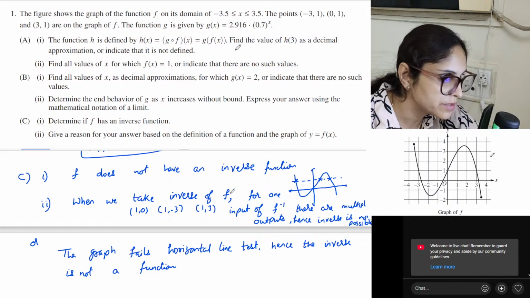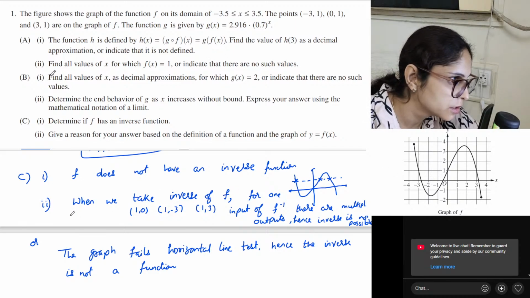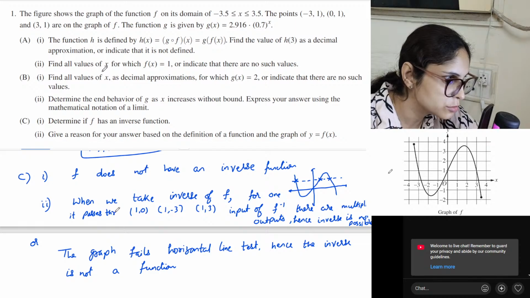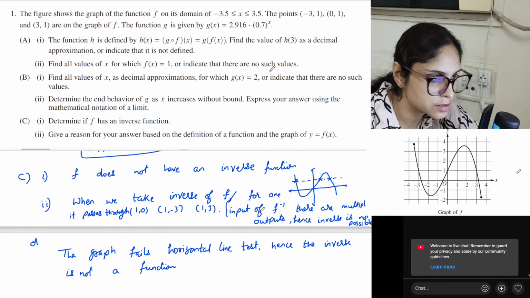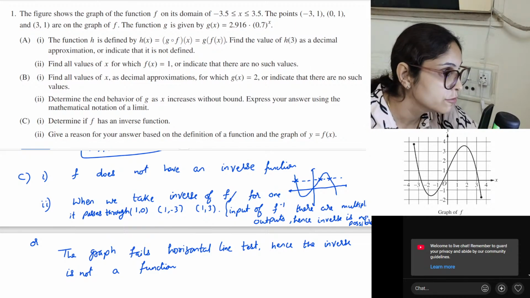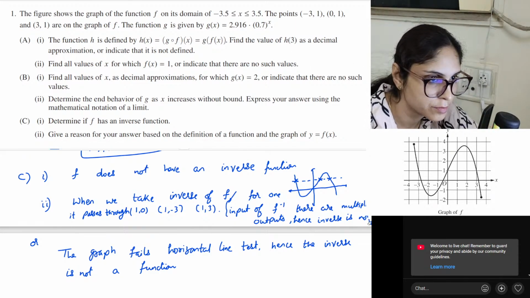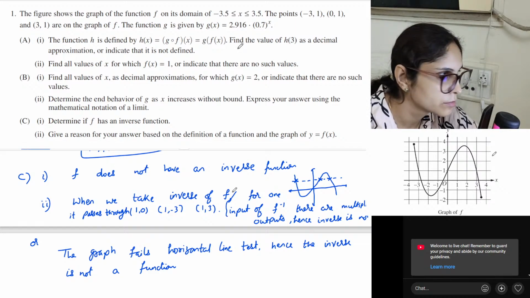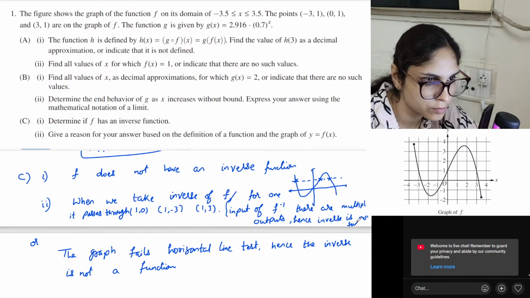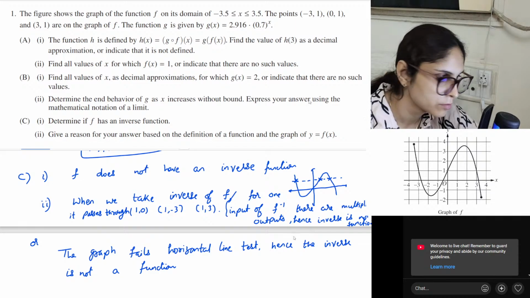When we take inverse of f, it passes through these things, and then you write this. For one input of f inverse, there are multiple outputs, hence inverse is not a function. Got it?